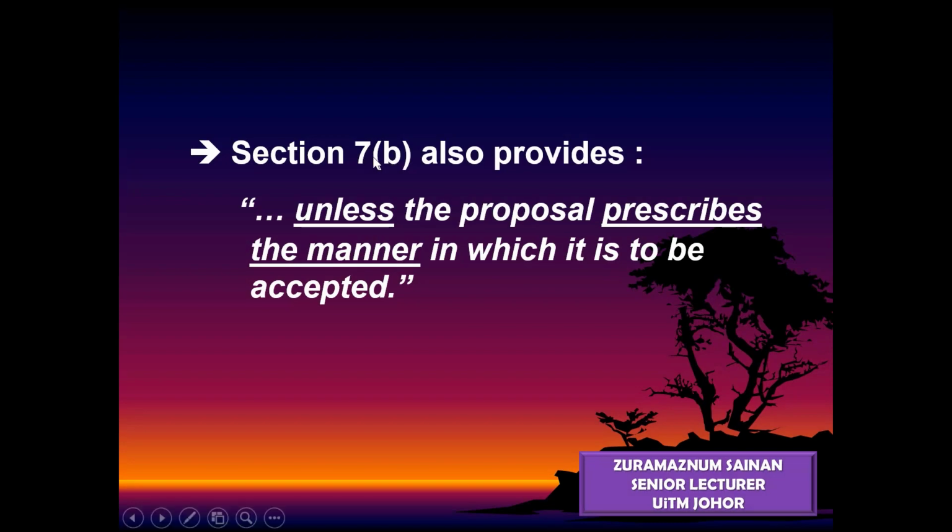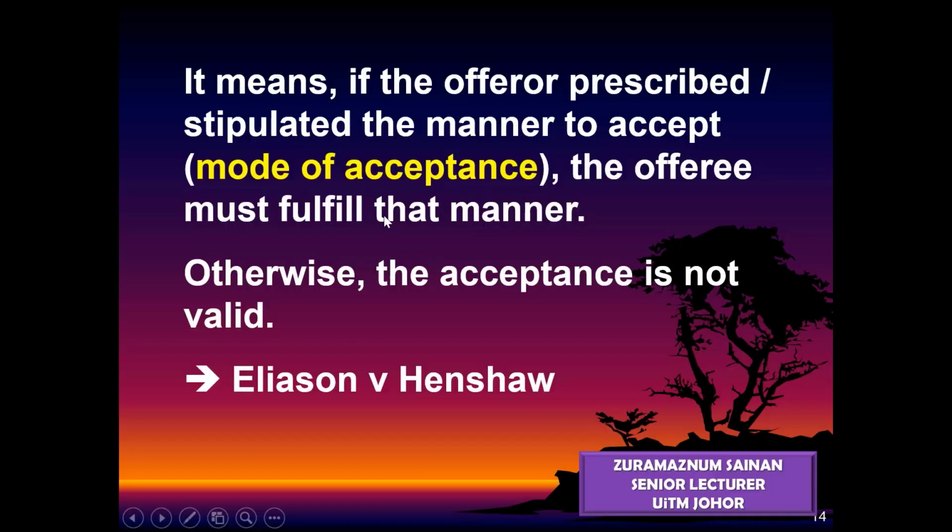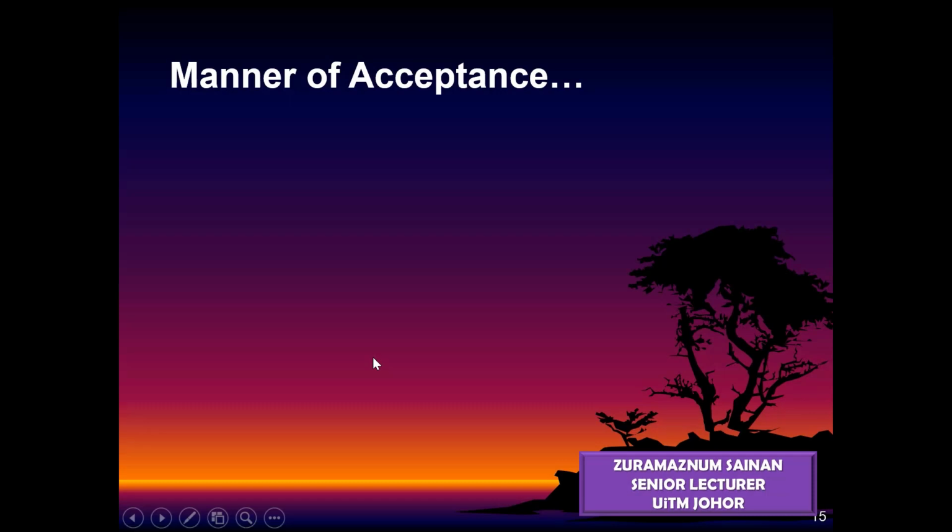Exception by virtue of Section 7B, which further provides that unless the proposal prescribes the manner in which it is to be accepted. So in this situation, if the offeror prescribes or stipulates or puts a condition on the manner of acceptance, the rule is the offeree must fulfill the manner as prescribed by the offeror, then only the acceptance is valid. Otherwise, the acceptance is not valid. For example, you can read the case of Malaysian v Henshaw. So this is an illustration where the offeror prescribes the manner of acceptance.